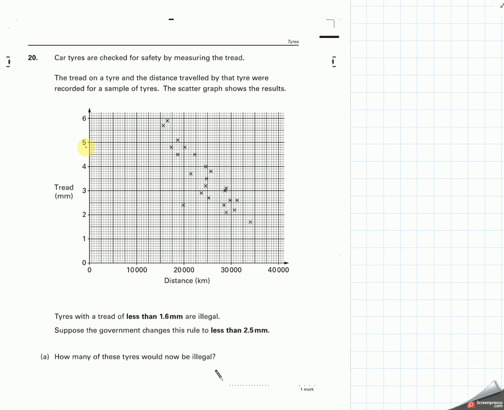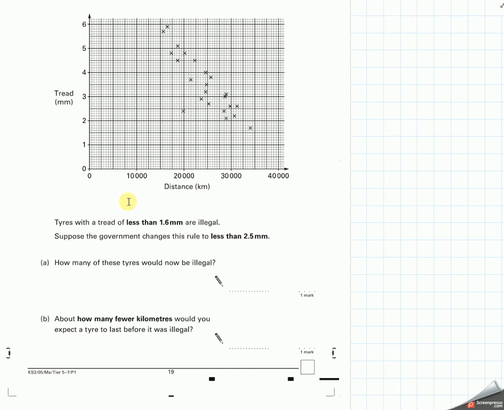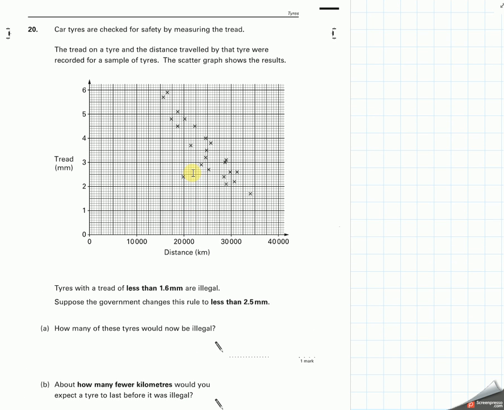Question 20. This is a scatter plot question, and you need to build up a couple of parts with it. Normally when you see a scatter plot, you also need to think about where the line of best fit is, and we're going to use that for this last one to work out how many fewer kilometres you would expect a tyre to last before it's illegal. Now, it's quite important I use a ruler for this, so it will take me a few moments to get the drawing tool to work properly.